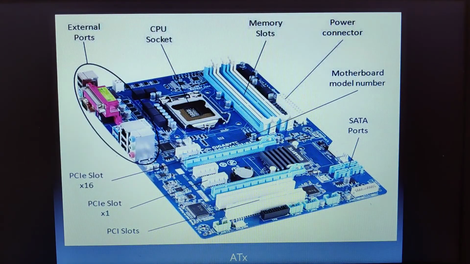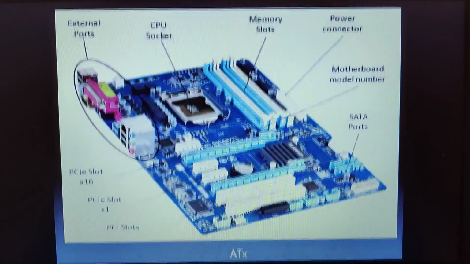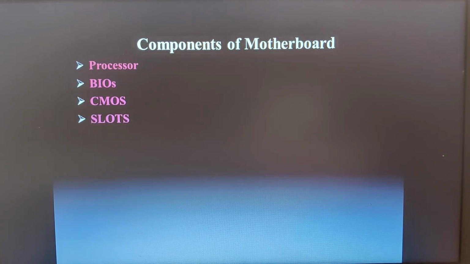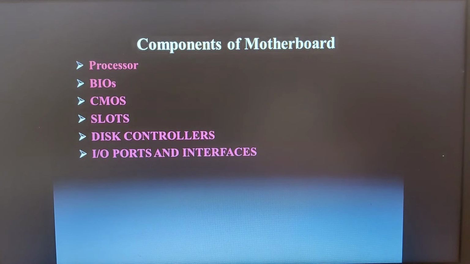Next we are going to discuss the components of the motherboard, a very important question from this chapter: explain any 5 components of the motherboard. The first component of the motherboard is the processor, next is the BIOS, next is the CMOS, and then slots, disk controllers, input output ports and interfaces, then bus.